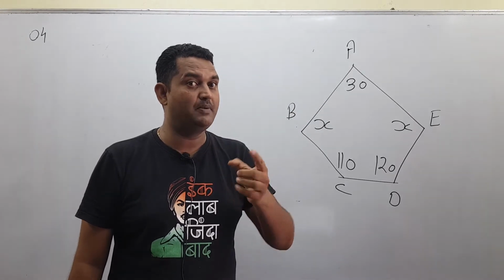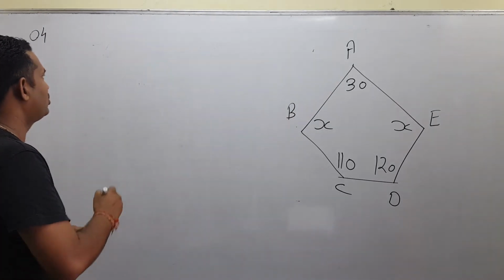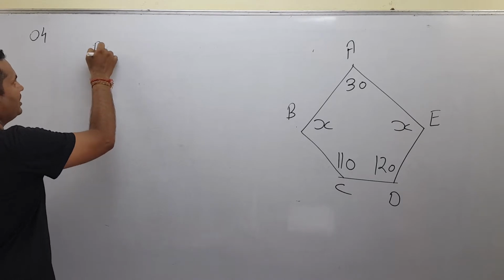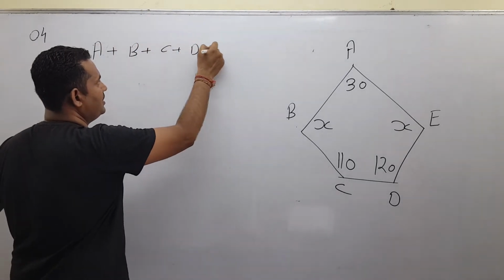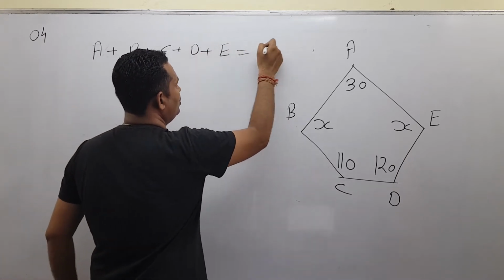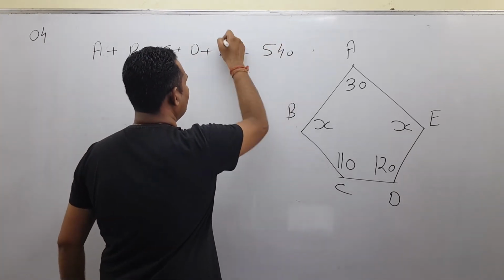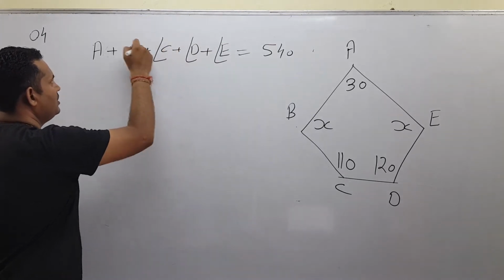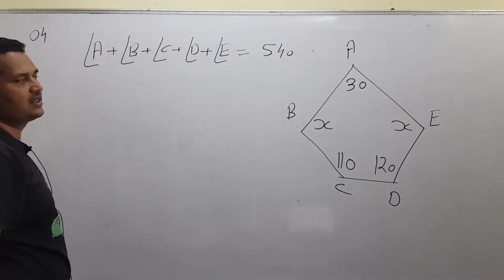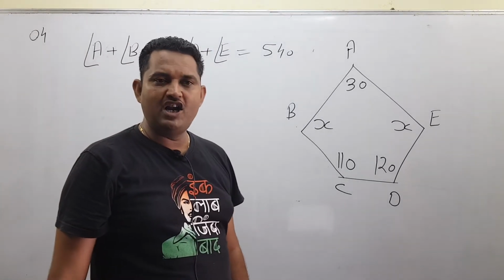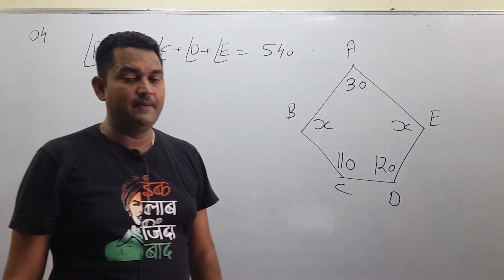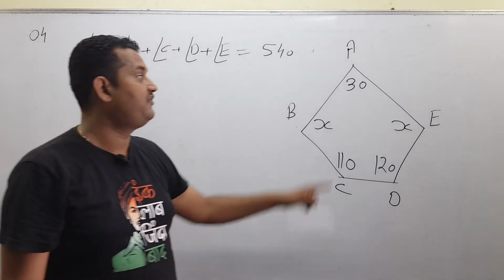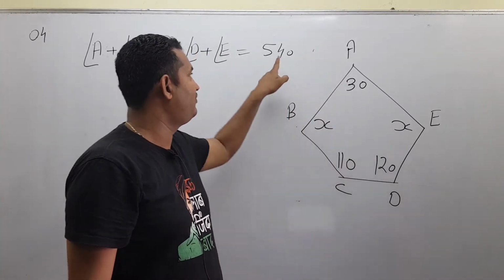ये आपको याद होना चाहिए, मैंने डिराइव भी करवाया था. गॉट इट? सो यू विल राइट लाइक दिस. इन पेंटागन a प्लस बी प्लस सी प्लस डी प्लस ई इक्वल टू 540. ये थोड़ा थोड़ा याद करना पड़ेगा आप लोगों को. ट्राइंगल में तीनों एंगल का सम 180 होता है. क्वाड्रिलैटरल में चारों एंगल का सम 360 होता है. And in pentagon, sum of all the 5 interior angle is always equal to 540.